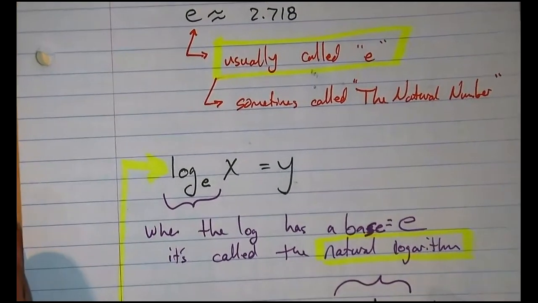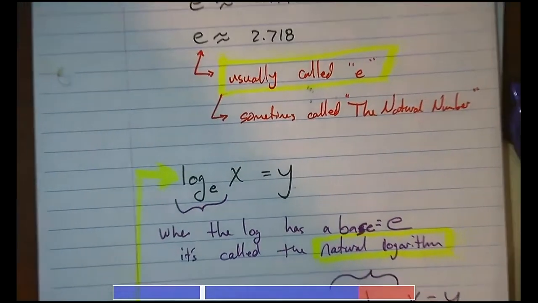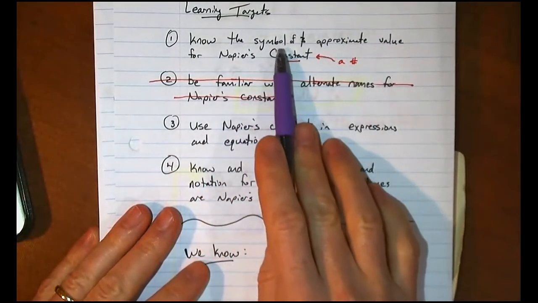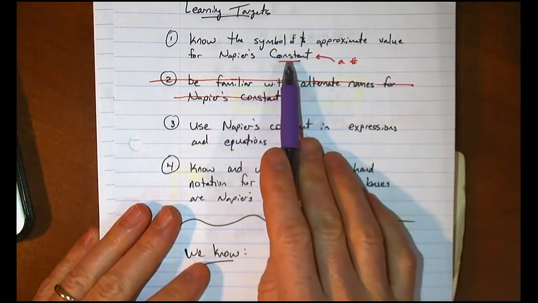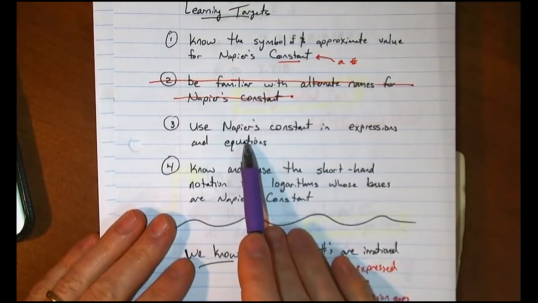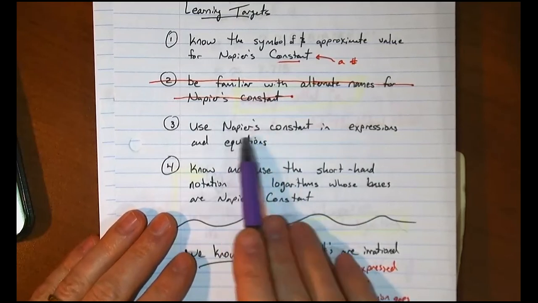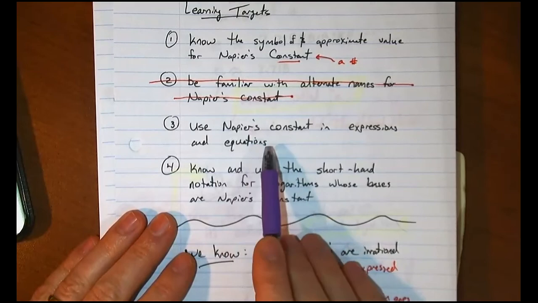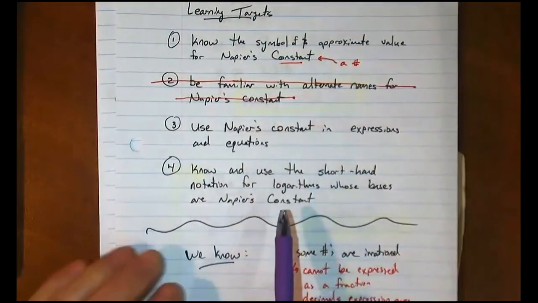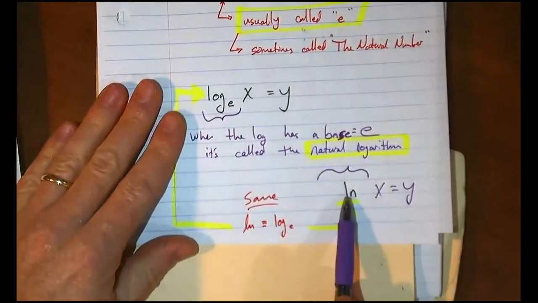Okay, so that takes care of learning objectives 1, 2, 3, and 4. I think we've covered all of them. Know the symbol and approximate value of Napier's constant. So the symbol is E. The approximate value is 2.718. Use Napier's constant in expressions and equations. So for today, we're going to do the exact same thing we did in previous videos. We're either going to switch from log notation to exponent notation or back again. And we're also going to now do some problems on our calculator where we get decimal approximations. And then last but not least, know the shorthand notation for the logarithm, and that's ln. That's our shorthand notation.